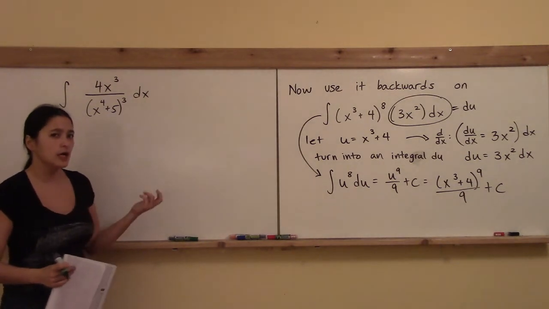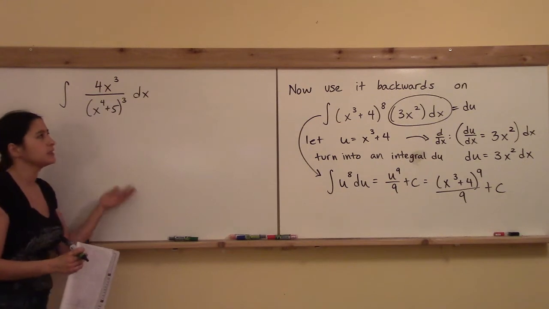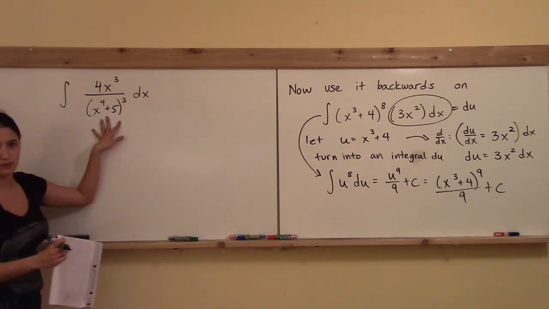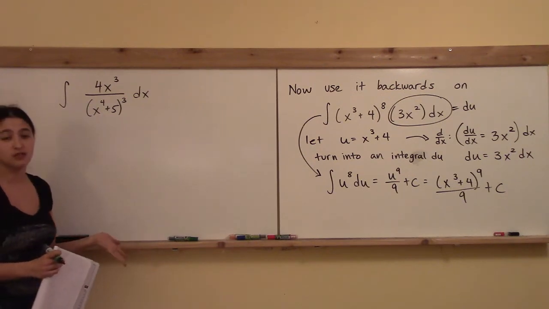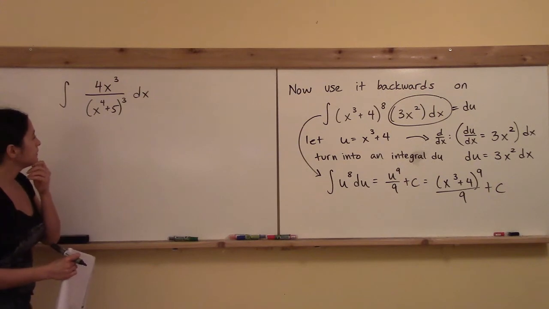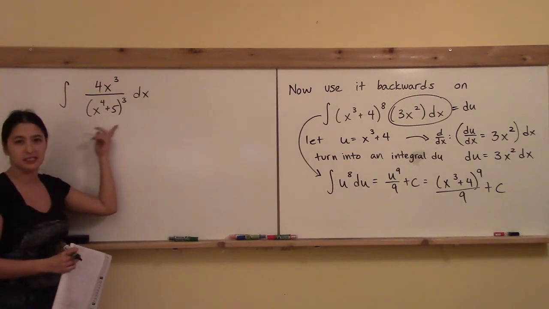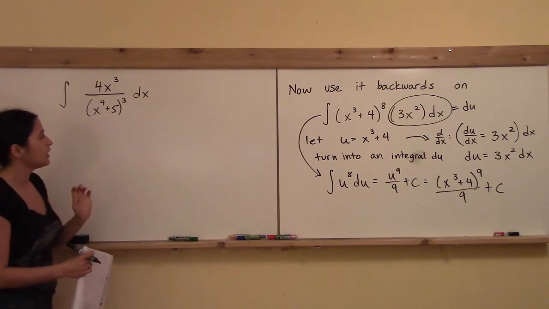I'm asking you to come up with a function that if I took the derivative of that function, I would get this weird looking rational function right here. Oh geez, at first you might think that's really hard, but then you start thinking, wait a minute, look at that set of parentheses. What's inside that parentheses? x to the 4 plus 5?